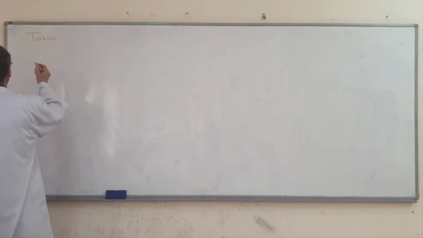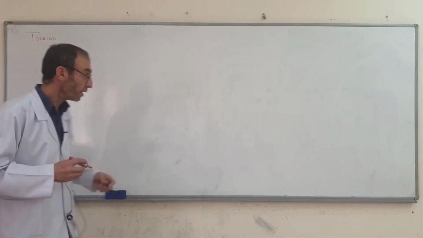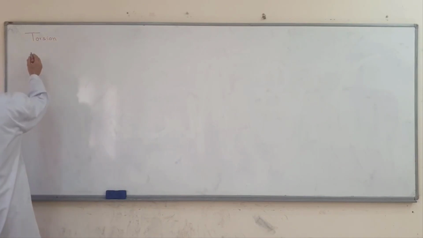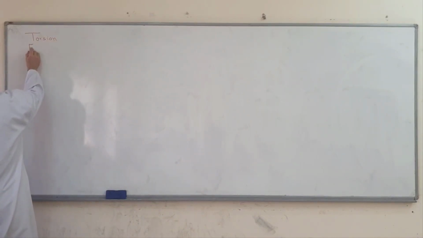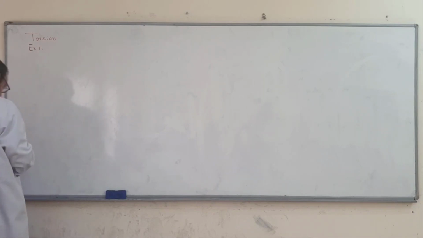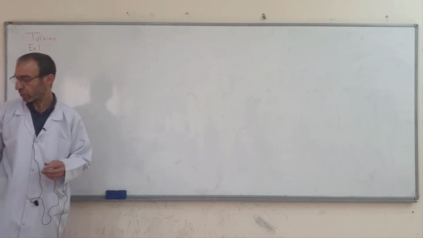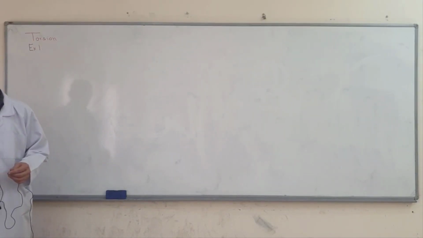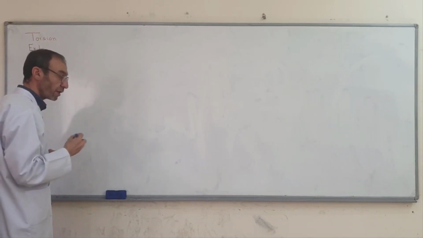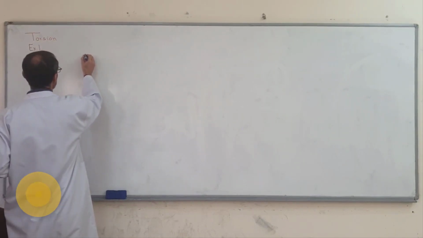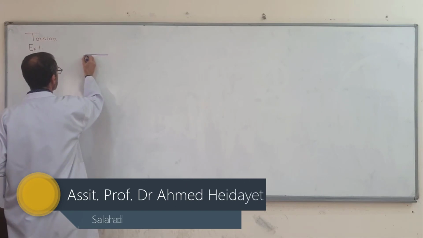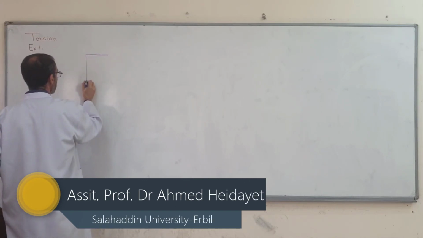We have 3 examples. This is the first example. Example number 1: equilibrium torsion. It's required to design this section for shear and torsion.